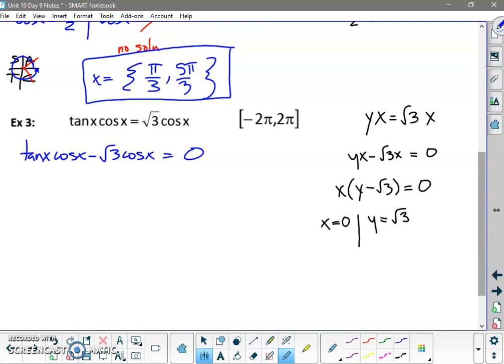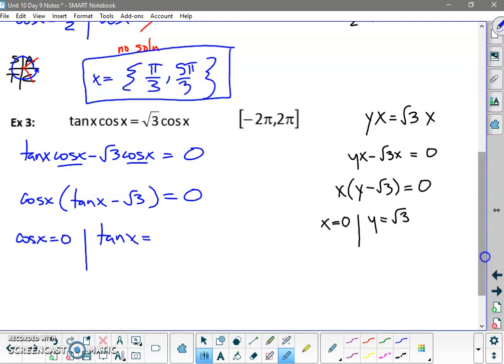Now, what do they have in common? Well, they both have a cosine x. So let's factor that out. And I'm left with tangent x minus square root 3. And all of that equals 0. So now, the zero product property says cosine x equals 0, or tangent x minus square root 3 equals 0, which just tells me tangent x equals square root 3.